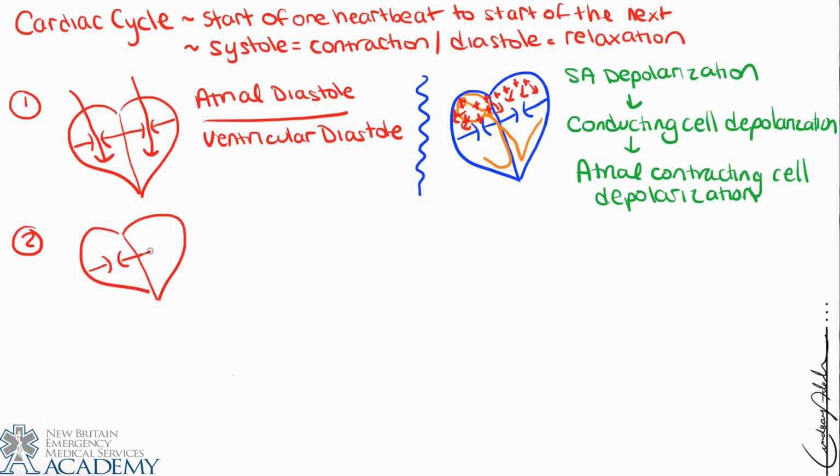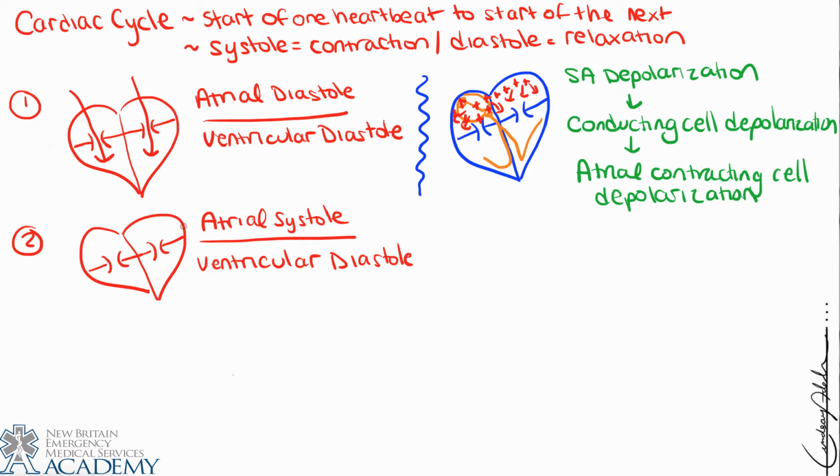So initially, during atrial diastole and ventricular diastole, we have some accumulation of blood in the ventricles, and in fairness, some accumulation of blood in the atria. But about 70% of the total blood that's going to come into the heart is going to travel directly into the ventricles. And about 30% of the blood is going to collect in the atria. And then as the atria contract, we have atrial systole. The atria are going to actually squeeze the remaining 30% of blood into the ventricles.